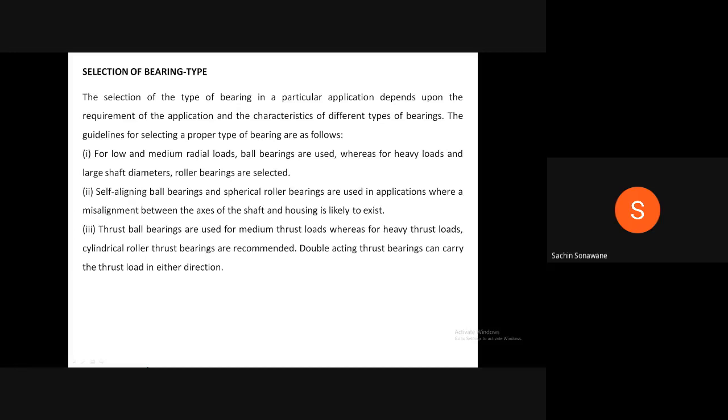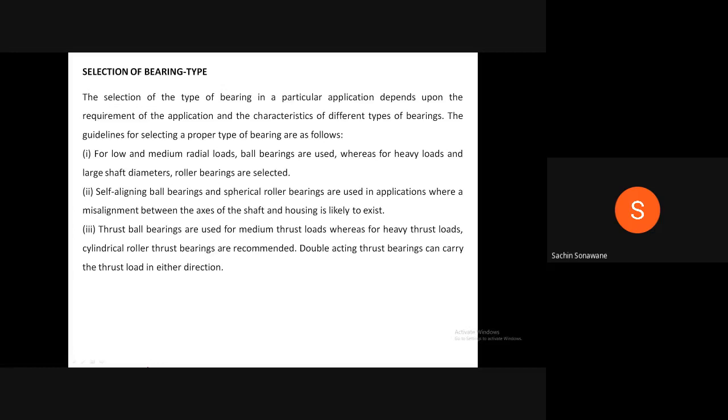Now we will see the next point, selection of bearing type. The selection of the type of bearing in a particular application depends upon the requirement of the application and the characteristics of different types of bearing. The guidelines for selecting a proper type of bearing are as follows. First, for low and medium radial loads, ball bearings are used, whereas for heavy loads and large diameters, roller bearings are used.